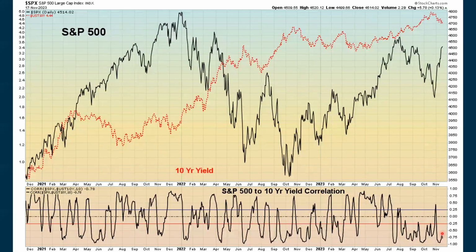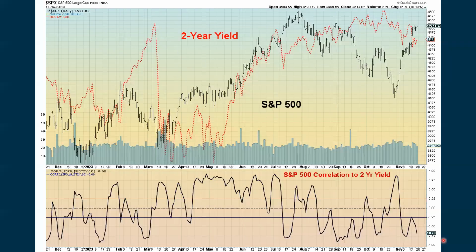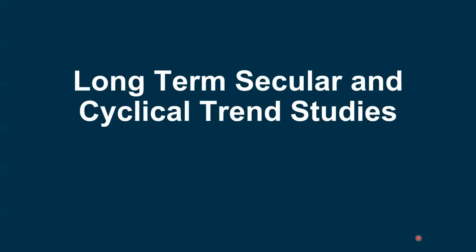We look at the S&P to the 10-year yield. They're having a pretty strong tendency to go in the opposite direction. So if you look at the 10-year yield and it's up, that might be pressuring stocks. Then we look at the tech sector and compare it with the 10-year yield. If the yield's going up, the tech sector might be having some problems. Then we look at the 2-year yield to the S&P 500. They're also having a pretty strong tendency to go in opposite directions.